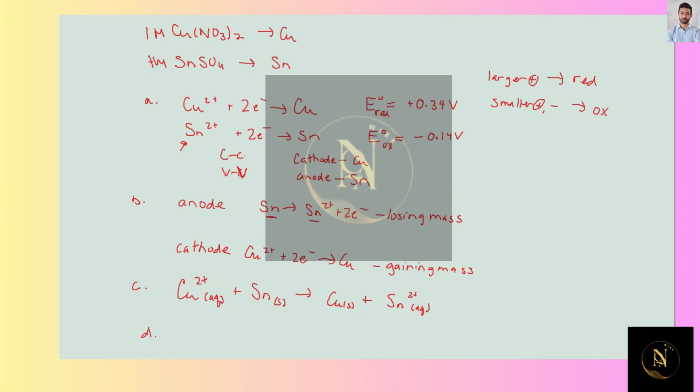Finally, in part D, what is the EMF generated by the cell under standard conditions? So the E cell standard is going to be the E reduction minus the E oxidation. That's going to be equal to 0.34, my reduction potential for the reduction half reaction, minus the potential for the oxidation half reaction, which is a negative 0.14 volts, and I get 0.48 volts.